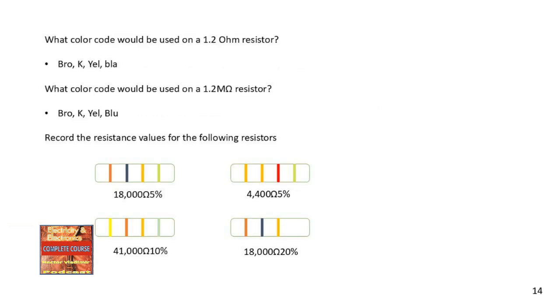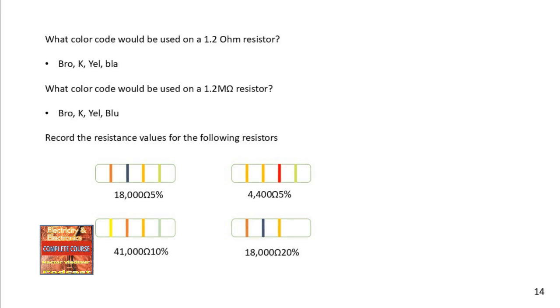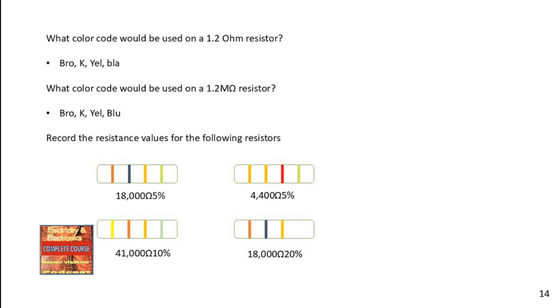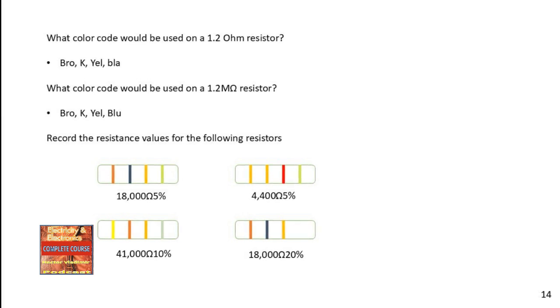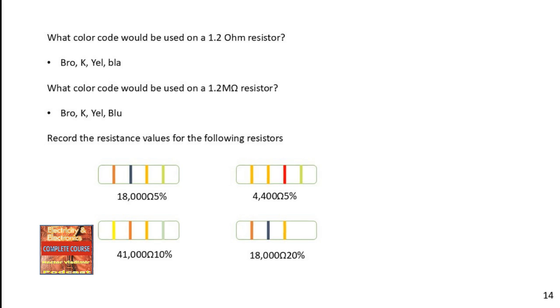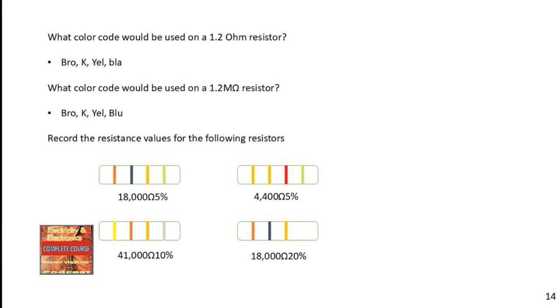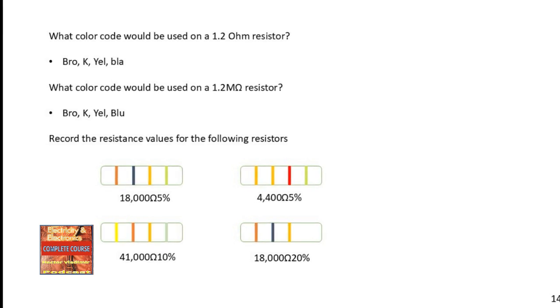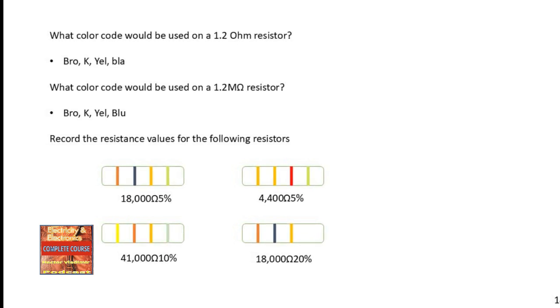The wattage would be indicated in numeric value, such as 2 watt, 2W for 2 watt. What color code would be used on a 1.2 ohm resistor? It would be brown, K for the dot or the period, and yellow for the 2. There would also be a multiplier. In this case, it would be black for 1, so brown, K, yellow, and black. What color code would be used on a 1.2 mega ohm resistor? It would be brown for the 1, K for the dot, yellow for the 2, and blue for the mega or million multiplier.